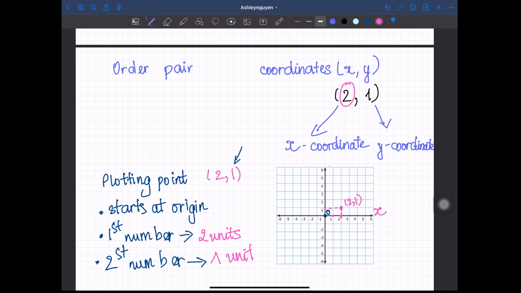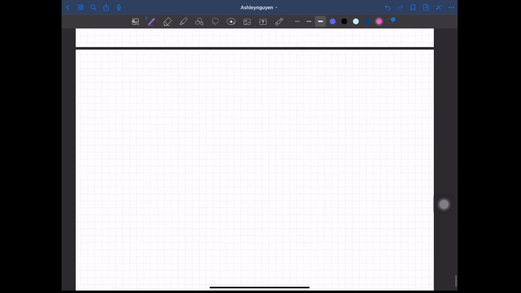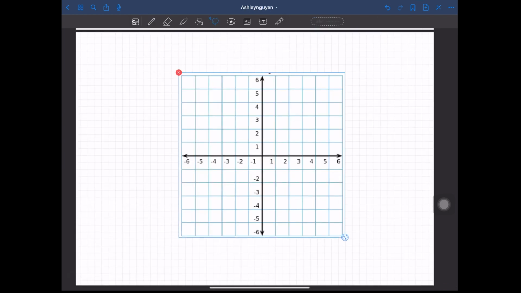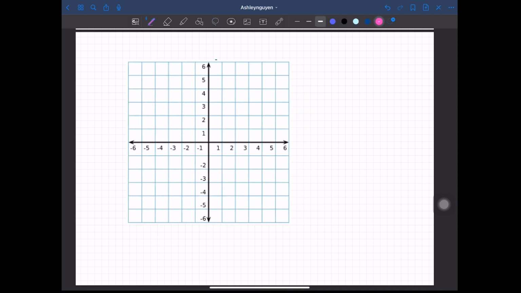Now I will do an example with different points. Let's move to the next page. For example, I have the point A, with the coordinate of 3, negative 1. Start with the origin. X coordinate is positive 3: 1, 2, 3. And y coordinate is negative 1, minus 1. So this is your point A.